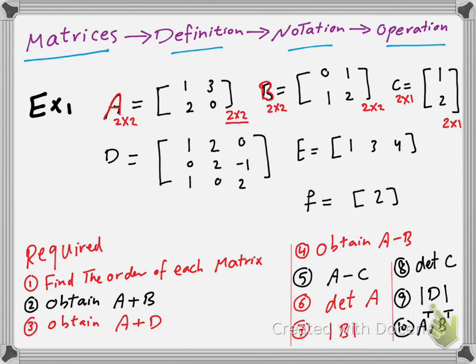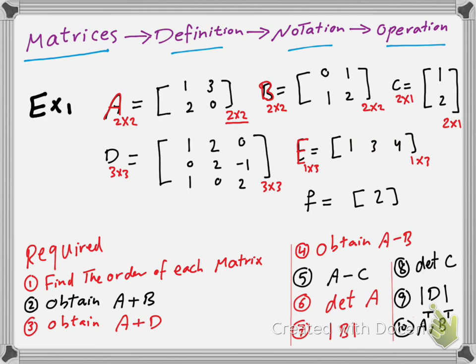Now let's compute the order of matrix D. Count with me. How many rows do I have here? I have 3 rows, then 3 by. How many columns? 3 columns. Then matrix D is of order 3 by 3, or of dimension 3 by 3. Now let's compute the order of matrix E. For matrix E, I have only 1 row, then it will be 1 by. How many columns do we have here? We have 3 columns. Then matrix E is of order 1 by 3.